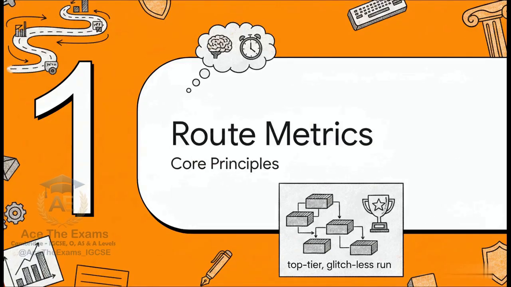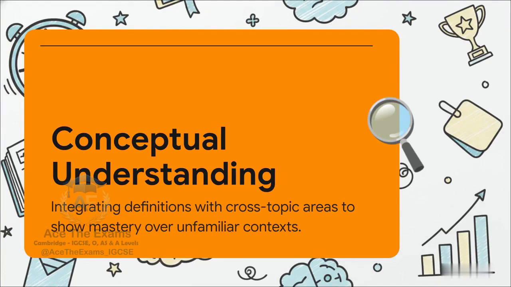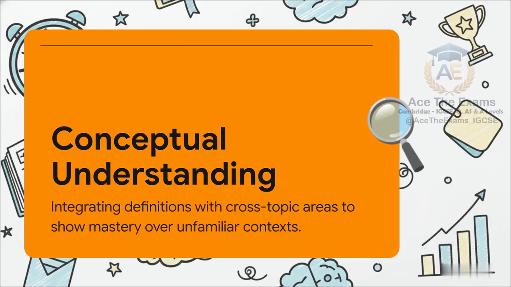Section 1, dissecting the route metrics. Let's hit the pregame lobby and look at the map layout. Okay, so the core principal examiner's demand for a top-tier run is what we call transferable conceptual understanding. This isn't just about memorizing a basic grammar rule from a textbook and pasting it onto the page. No way. It is about integrating precise grammatical definitions with cross-topic syllabus areas to show absolute mastery over completely unfamiliar contexts. The foundational architecture of the grammatical manipulation test rests entirely on causal relationships.